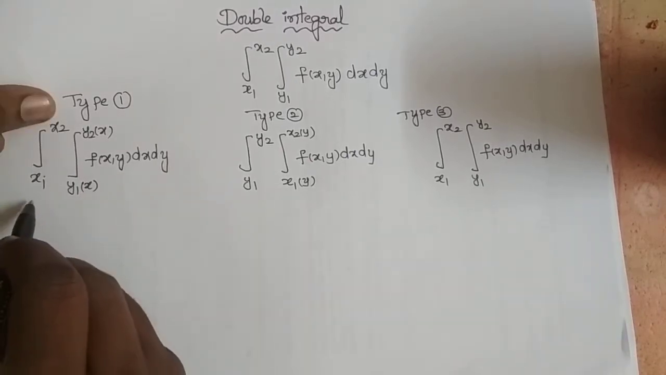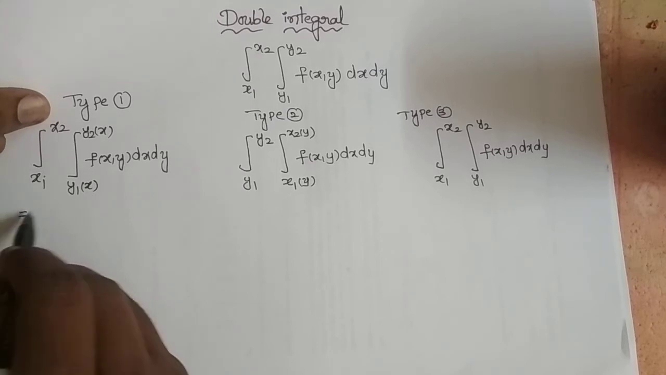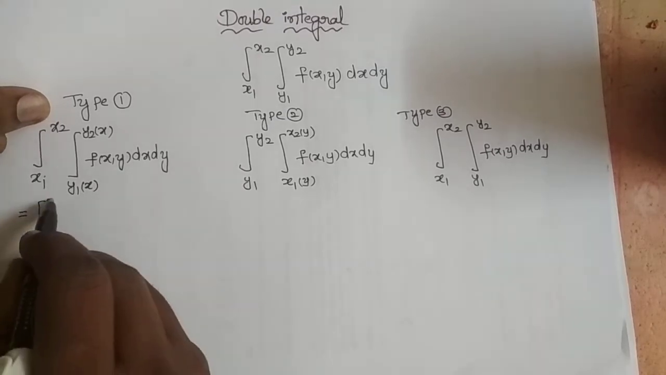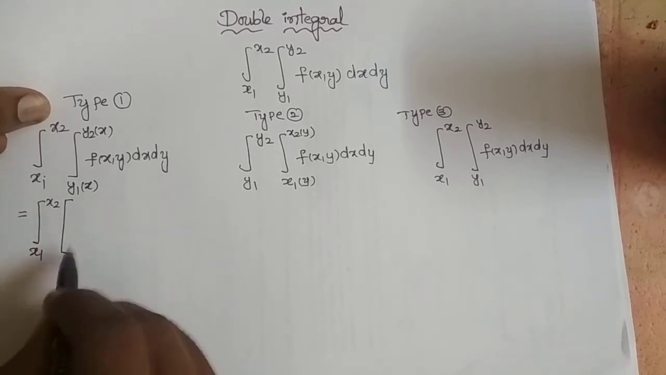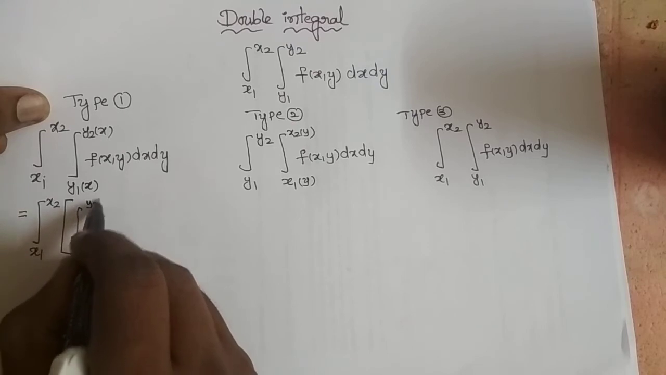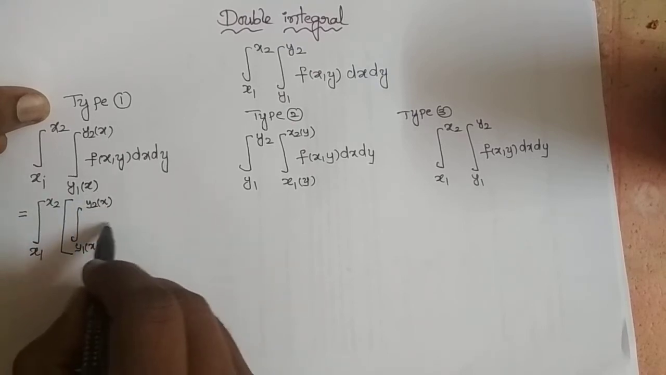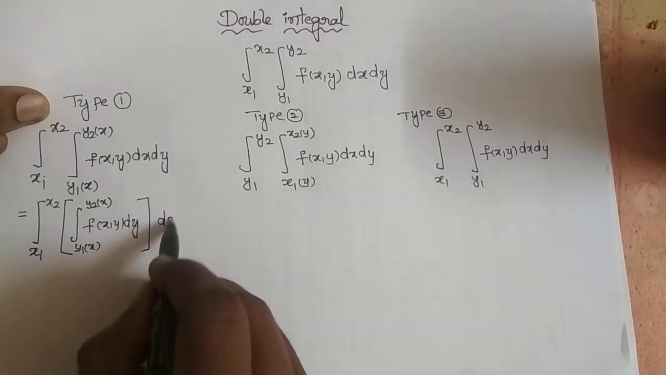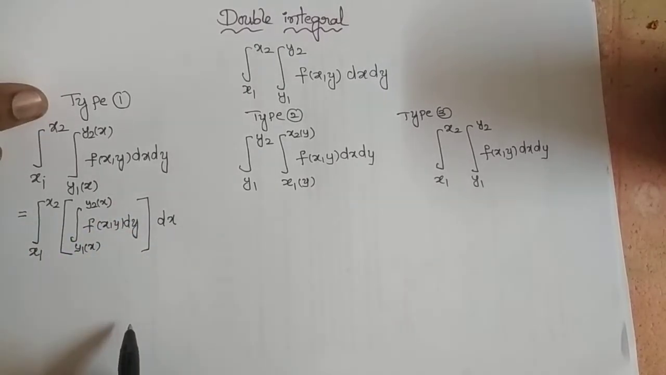So here the formula is: first we fix x from x1 to x2, then integral y1 of x to y2 of x, integrate with respect to y, then last with respect to x. This is the formula to find the double integral in type 1.